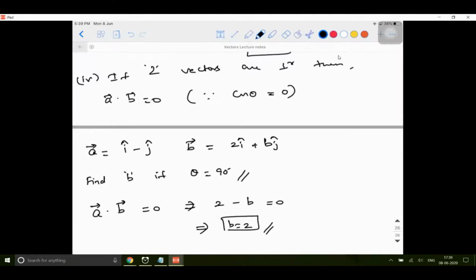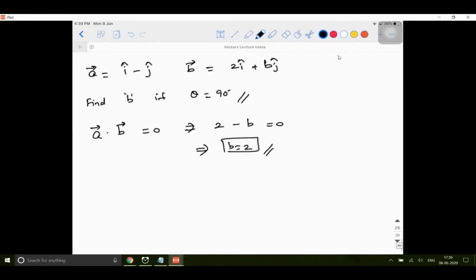Okay. And lastly, this is a very rare case. Sometimes they'll ask you in the competitive exams, and sometimes you might get it in your CBSE paper also. What they will do is, find A vector plus B vector. Okay, before that I have to tell you one more point.